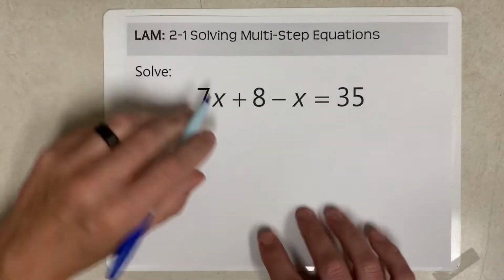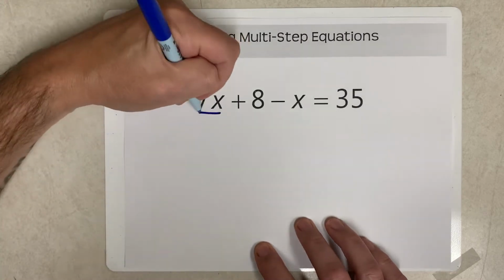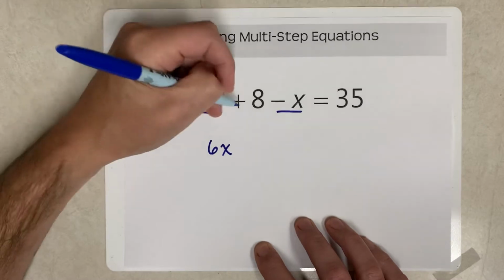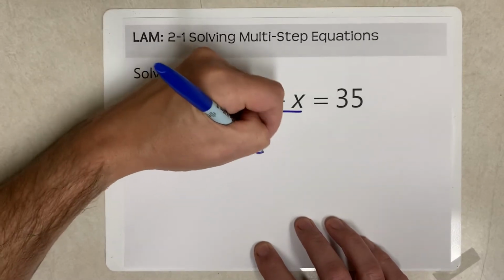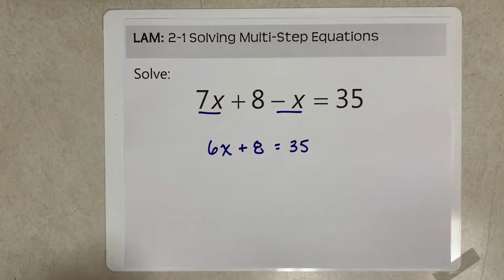Okay, this one, multi-step. On the left-hand side now you have 7x and a negative x. Well, the 7x and the negative x are going to combine to make 6x. Still plus 8 equals 35. So now we're down to a two-step equation.